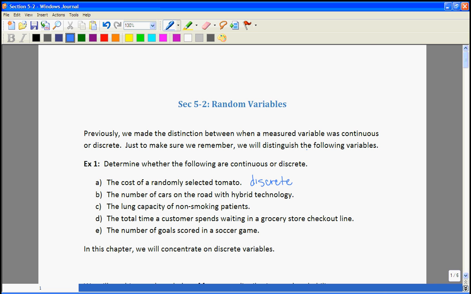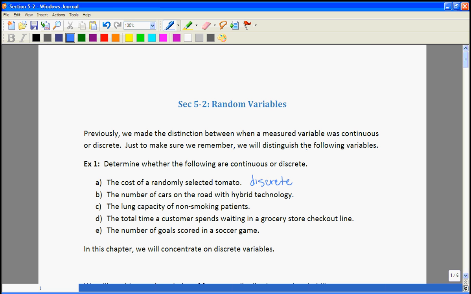discrete. Now, if we were talking about the weight of the tomato, that would be continuous because we could always get to the nearest pound, the nearest tenth of a pound, hundredth, thousandth, and so on. We could always make it more and more precise. But because of the way we record money and we stop at the nearest cent, that's still considered discrete.